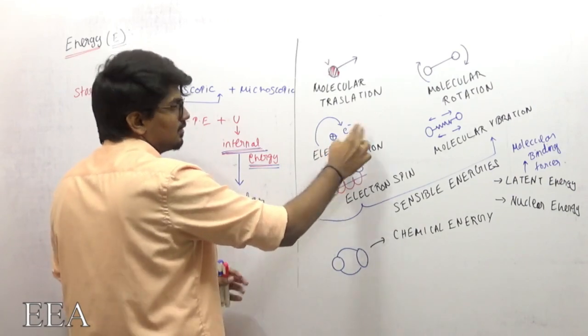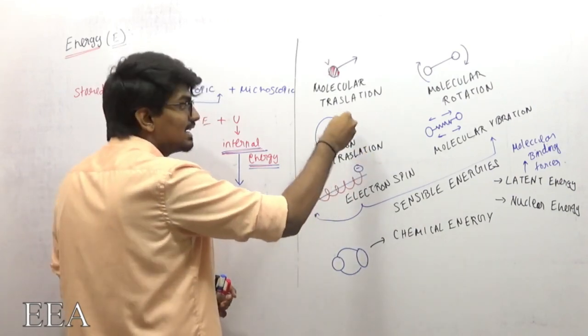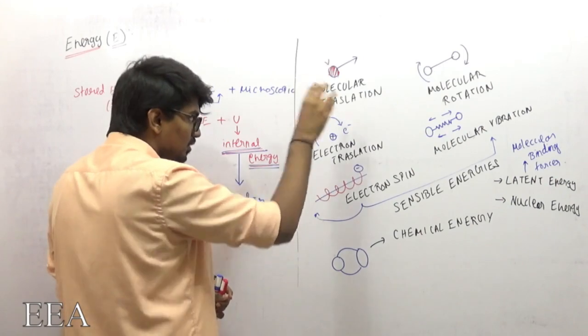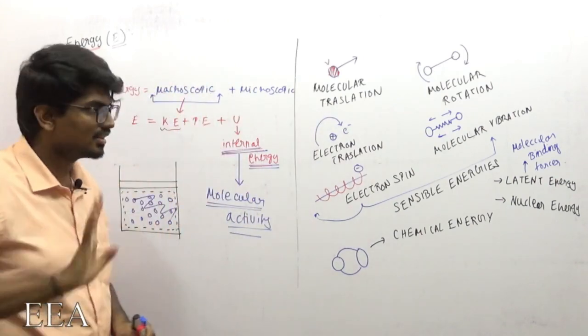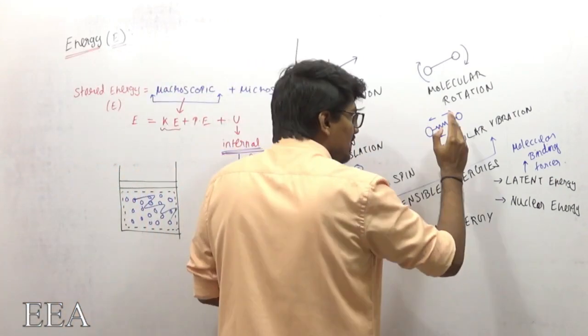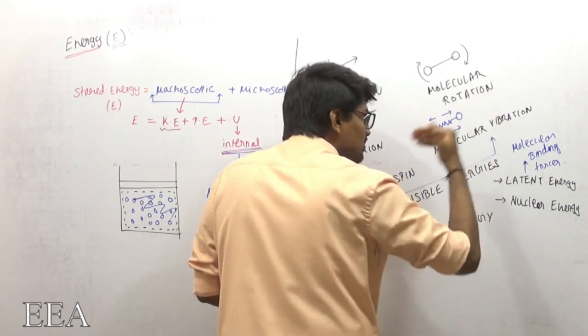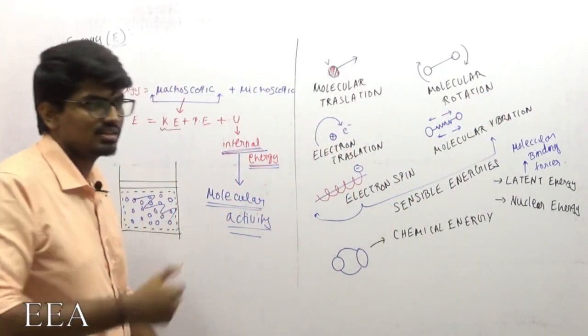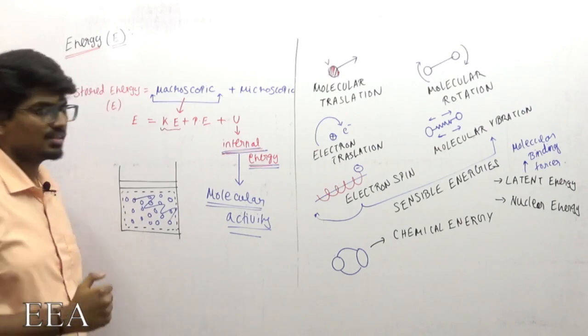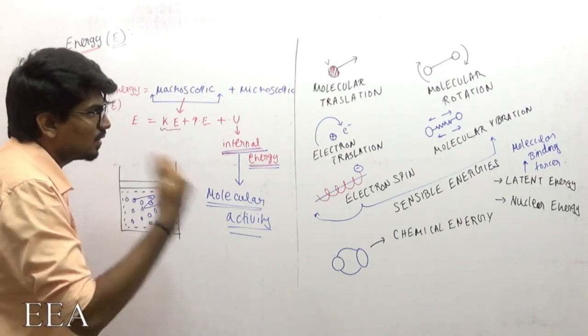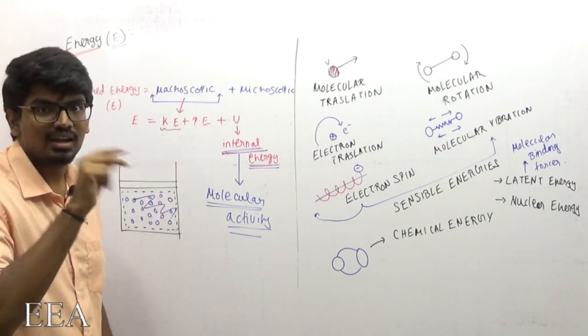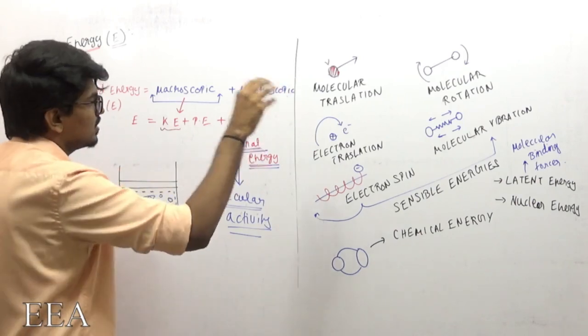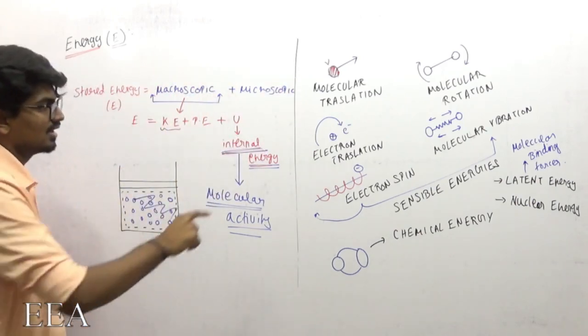It is nothing but a form of rotational kinetic energy, and here it is molecular form, microscopic form. So that has to be included in internal energy. Molecular vibration, due to vibration there is going to be some form of potential energy. That is molecular form again, a microscopic form, that has to be included in internal energy.